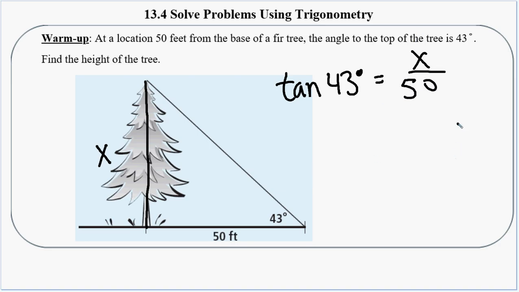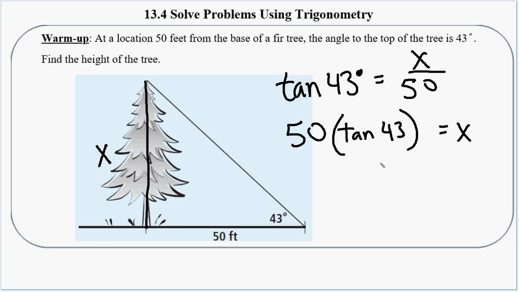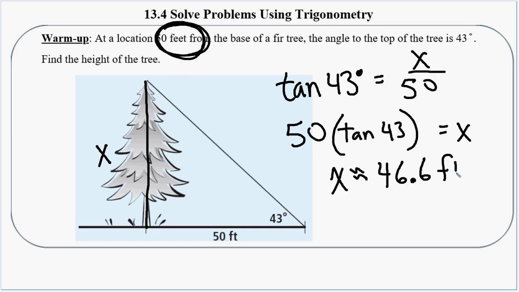To get x by itself, multiply both sides by 50. So x is 50 times the tangent of 43 degrees. If you punch that in your calculator correctly, the height of the tree is about 46.6, and since it's an applied problem, there's usually units involved, so that is in feet.